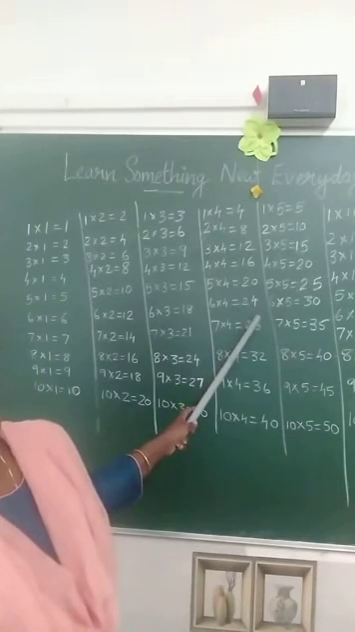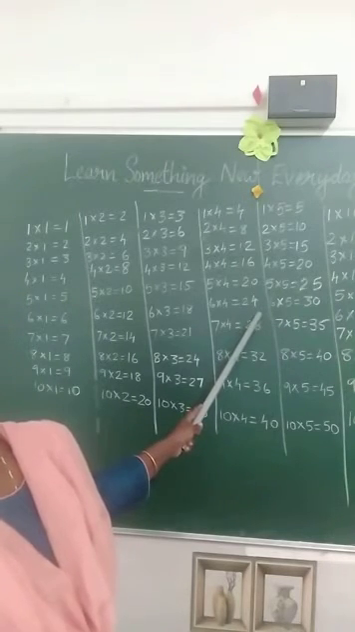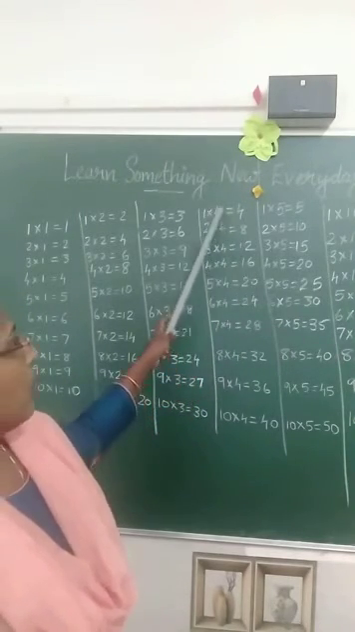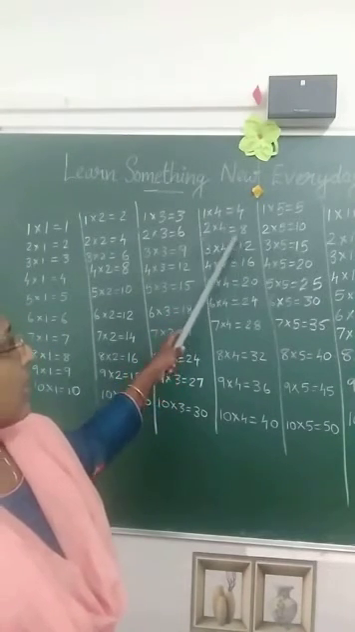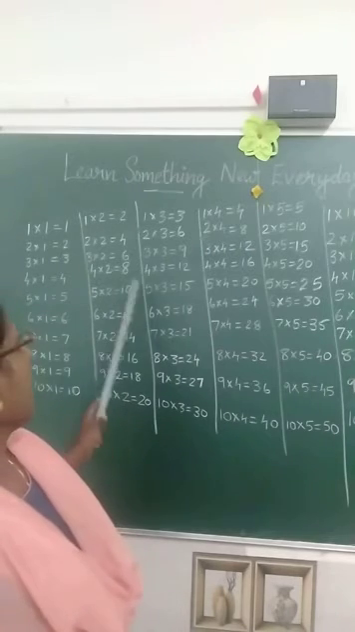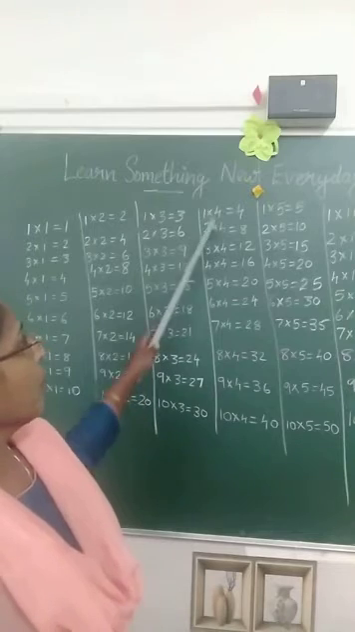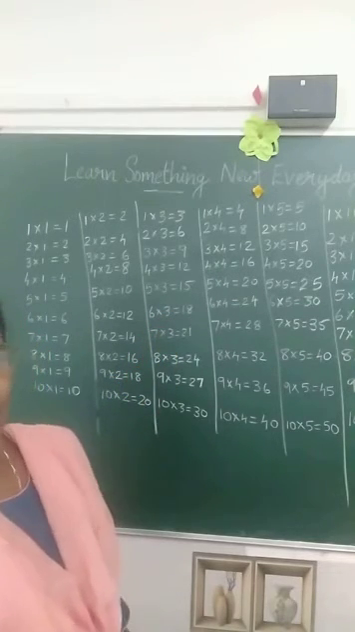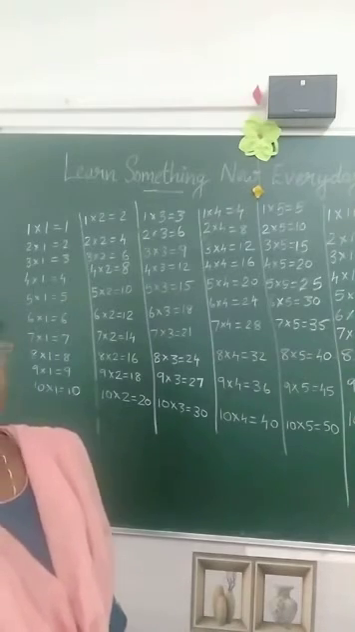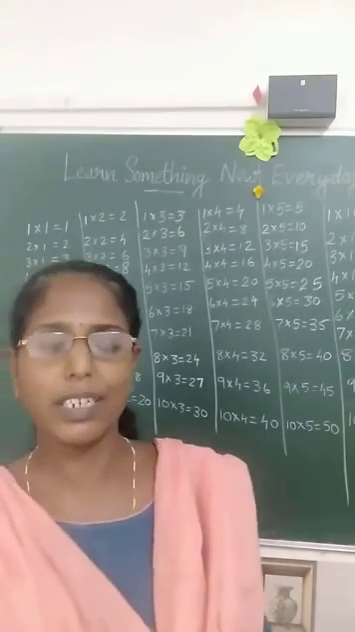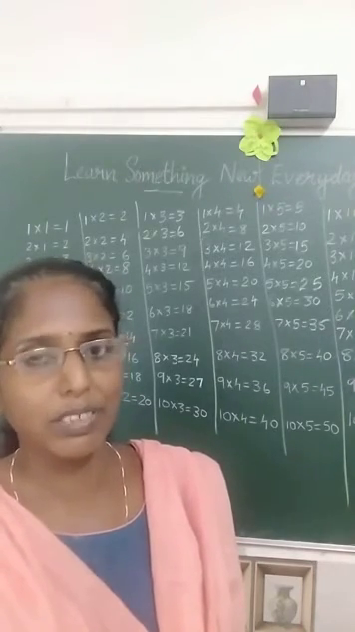So, when a number is multiplied by 4, the answer has 0, 2, 4, 6, 8 in ones place. Like this 2's table. Just as we said in 2's table, what comes in ones place in 4's table? 0, 2, 4, 6 and 8, even numbers come in ones place. Even numbers come in ones place in 4's table.